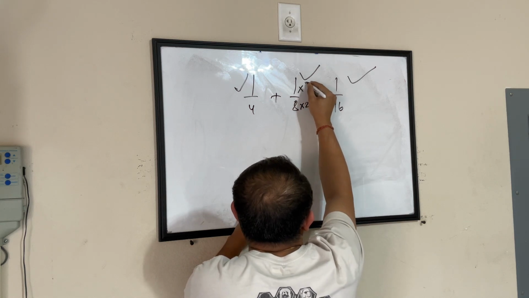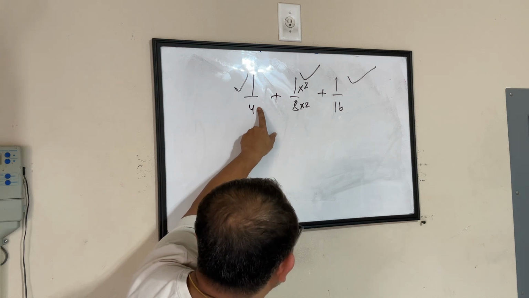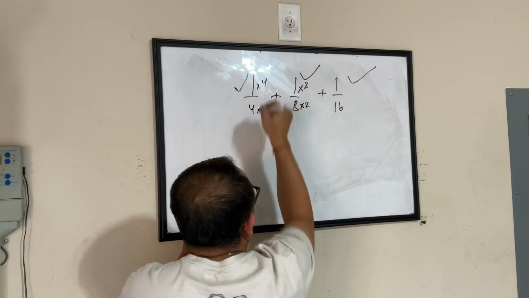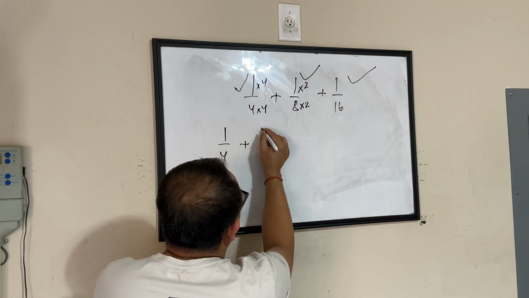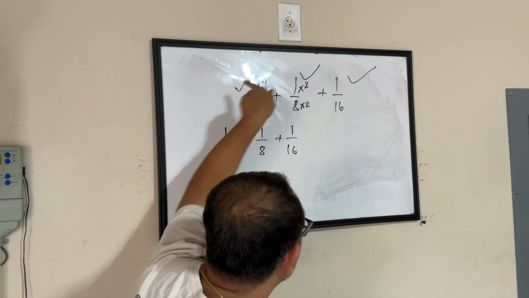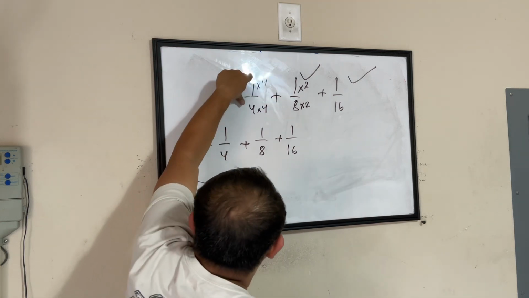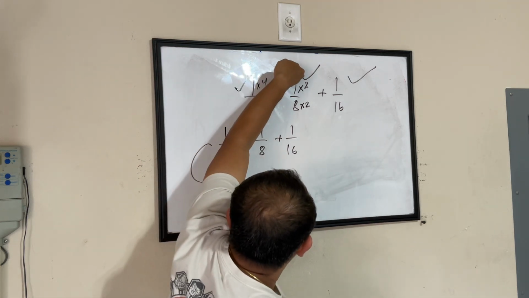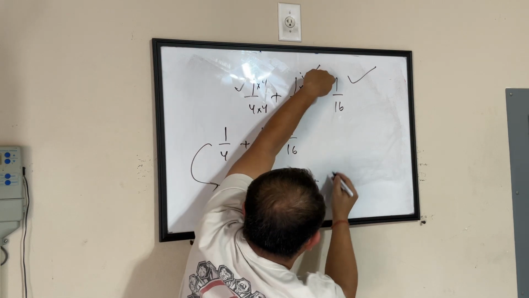So I will multiply by 2 here also. What can I do to make this also 16, same as this guy? I have to multiply by 4. I will multiply by 4. Now, my fractions were 1 by 4 plus 1 by 8 plus 1 by 16. I converted them into the same denominator. See, look at this. What this guy became: 1 into 4, 4 by 16. It became 2 by 16 plus 2 by 16 plus 1 by 16.